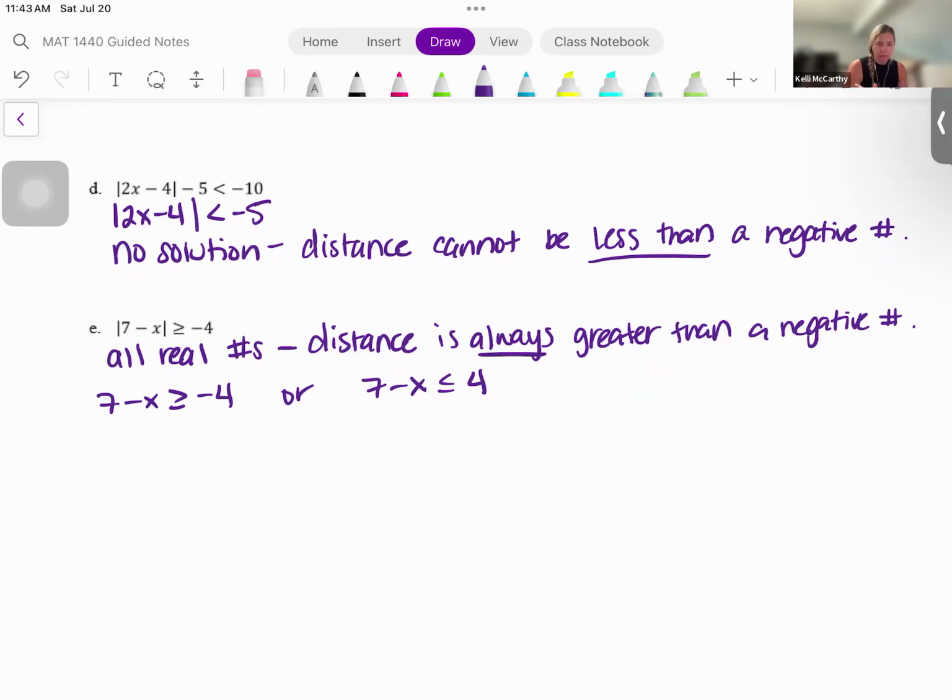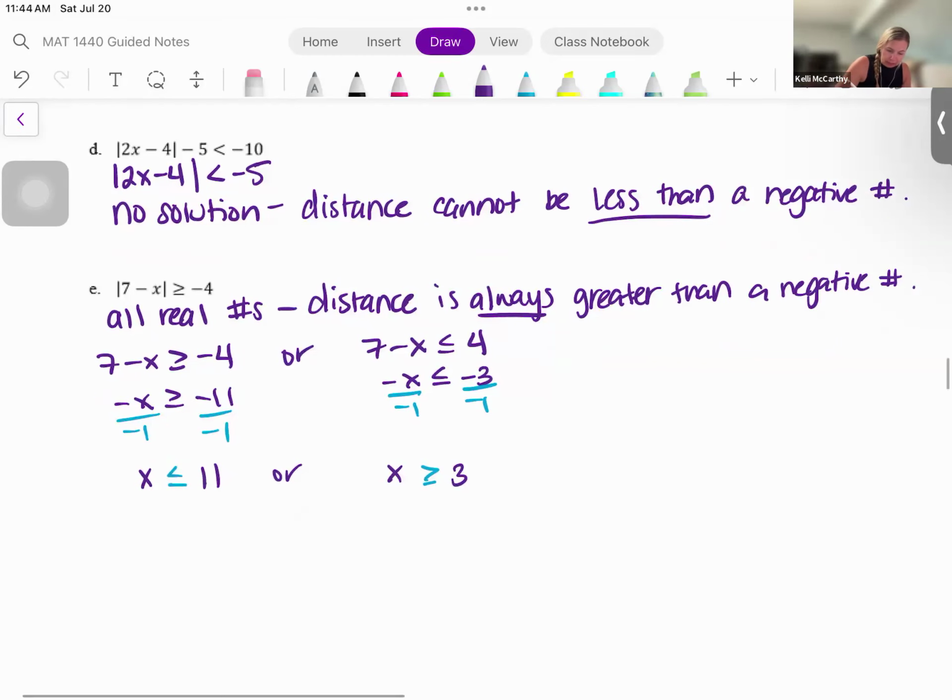So now solving both of these inequalities, I'm going to start by subtracting 7 from both sides. So we have negative x is greater than or equal to -4 minus 7 is -11. Dividing both sides by -1, flipping that inequality symbol, we get x is less than or equal to 11. Or now we have to solve the second inequality. We're going to subtract 7. So negative x is less than or equal to 4 minus 7 is -3. Dividing both sides by -1, flipping that inequality symbol, we get x is greater than or equal to 3.